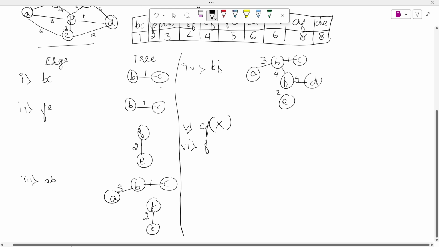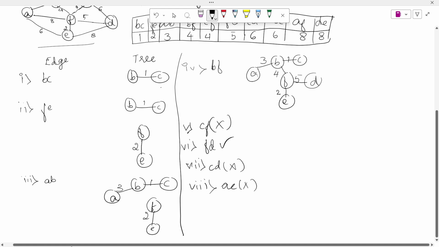CD, which is 6. But if we take the 6 CD edge, that is 6 here, then it will become a polygon, that is a cycle. That is why D is taken, but CD is not taken. And then coming to the next edge, that is AE, it will form a cycle again, that is here ABFE, and again it will form a cycle.